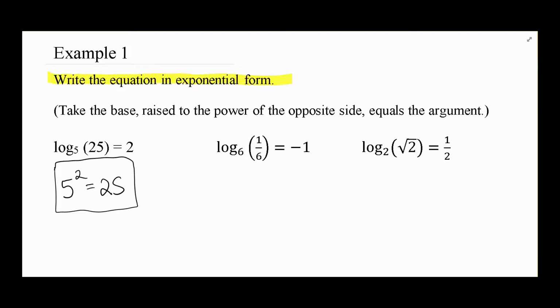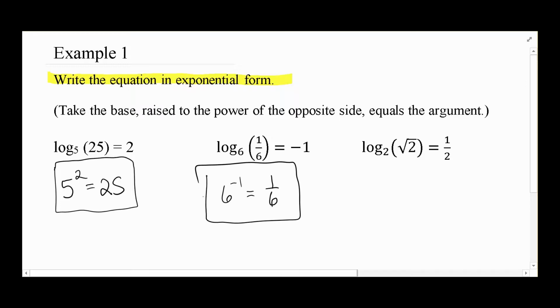So similarly for our second problem, we're going to take the base. That's 6. We're going to raise it to the power of the opposite side. We're going to raise it to the -1. And that's going to equal our argument, which was the 1/6. Again, the argument is what we're taking the logarithm of. And when I have 6 to the negative first equals 1/6, I can again say, does this make sense? Is this a true statement? And yes it is. Negative first power means take the reciprocal.